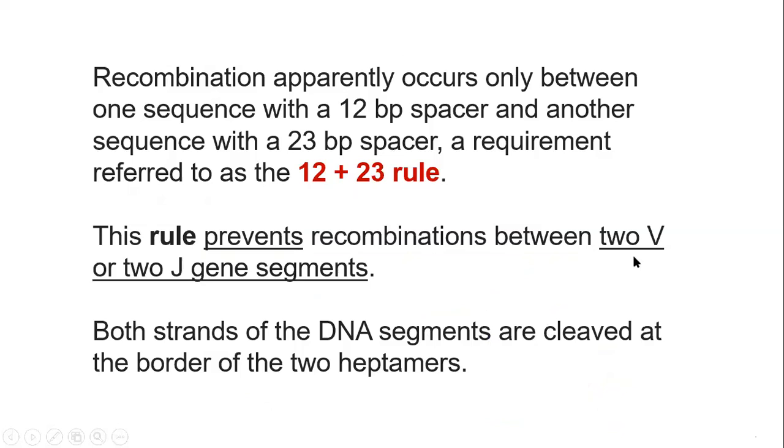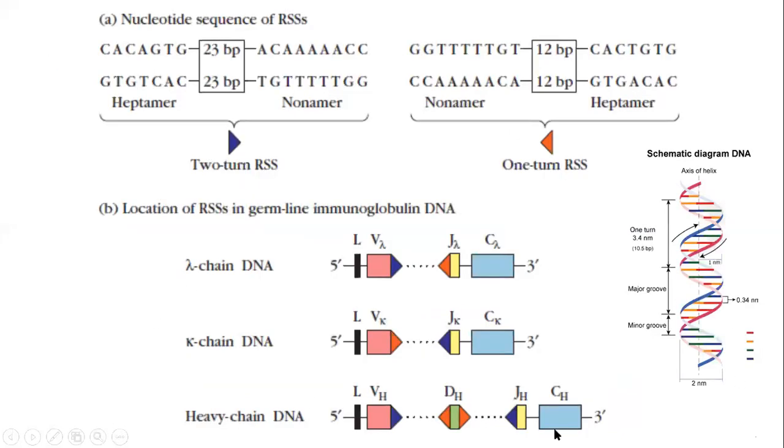The rule prevents a combination of two Vs or two Js because they may have either 12 only or 23 only. By doing so, this rule prevents recombination between Vs, allowing only V to combine with J or V with DJ. Again, same pattern here. Look at the different color coding and directionality: the V and J in the heavy chain cannot combine because they are represented by blue only, and only the D and J can combine with the opposite color.